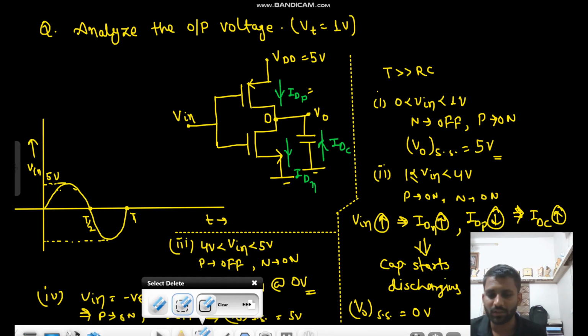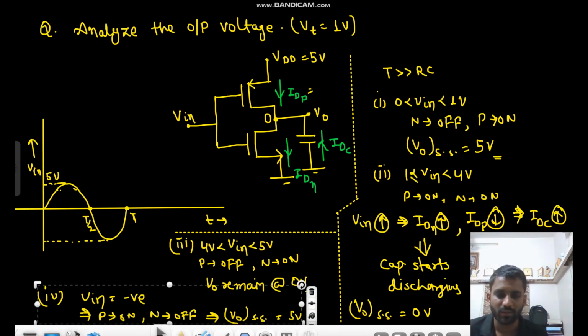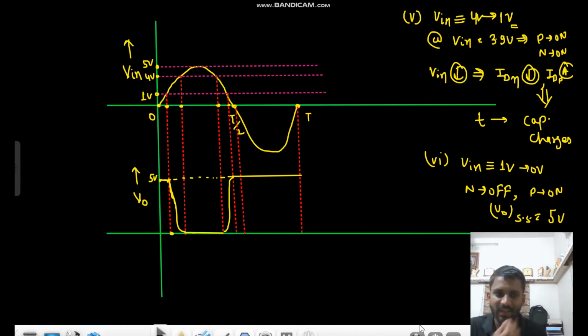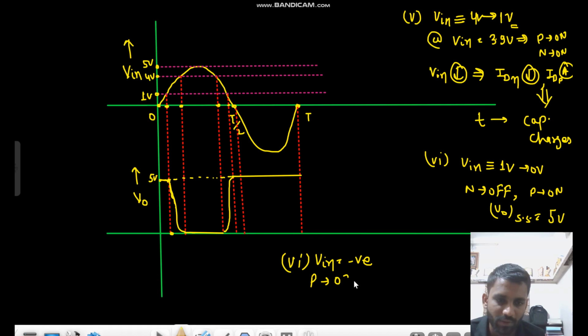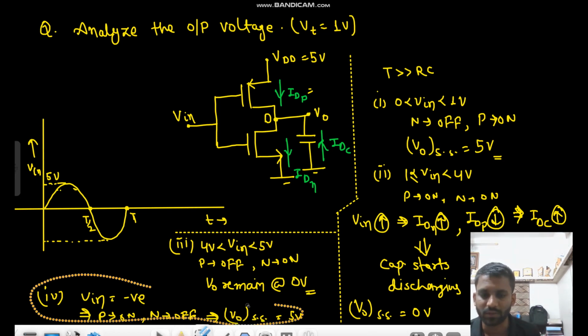Okay, and this thing that I have written here should not come here. It should come last, right? Forget that. We will write it down here only. This will be the 6th point: if Vin is negative, that means your PMOS is on and your NMOS is off. Then V0 steady state would be 5 volt only. So this will be 5th and this will be 4th. This should be erased.